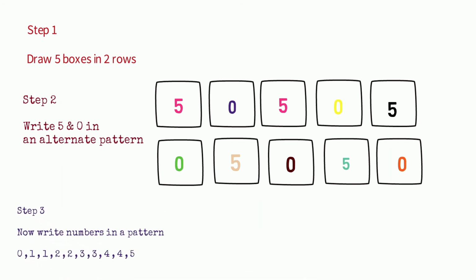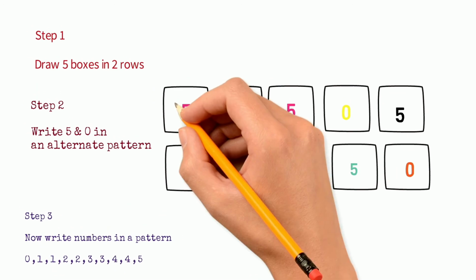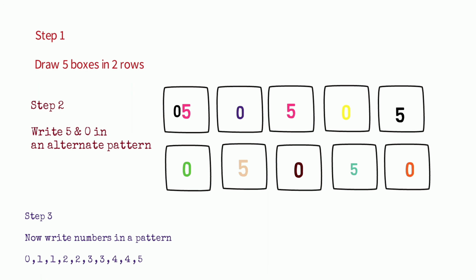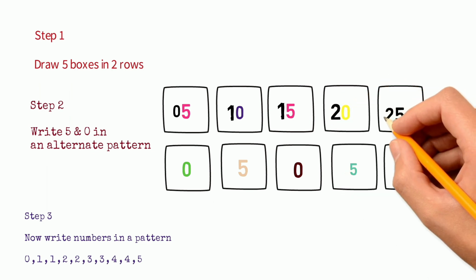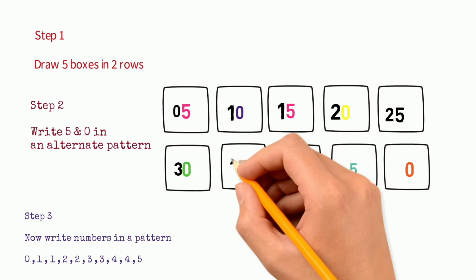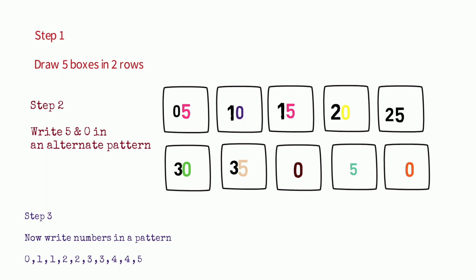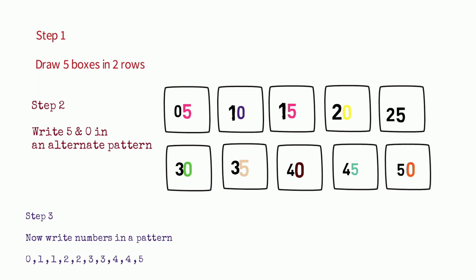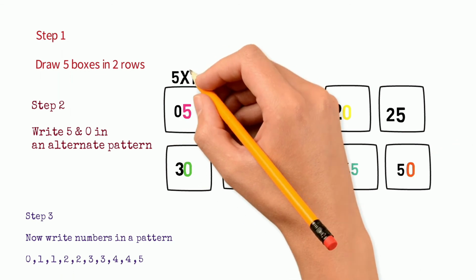Step number 3. Now write numbers in a pattern. 0, 1, 1, 2, 2, 3, 3, 4, 4 and 5. You need to write all the numbers 2 times.